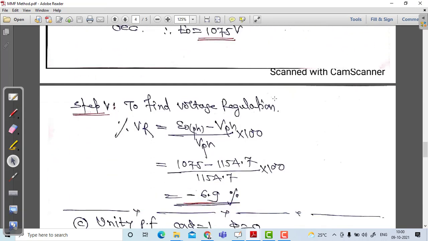Now, to find the percentage voltage regulation, that is step 5. EPH, no load voltage, minus full load voltage, or rated voltage, divided by full load voltage into 100. So 1075 minus 1154.7 divided by 1157.4 into 100. At the numerator, EPH is less than VPH, and therefore the voltage regulation is negative. So the voltage regulation is negative for a leading power factor.